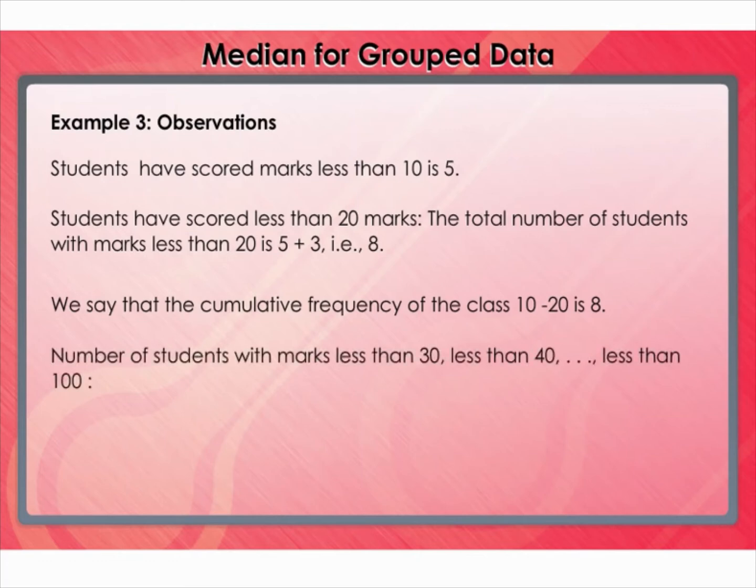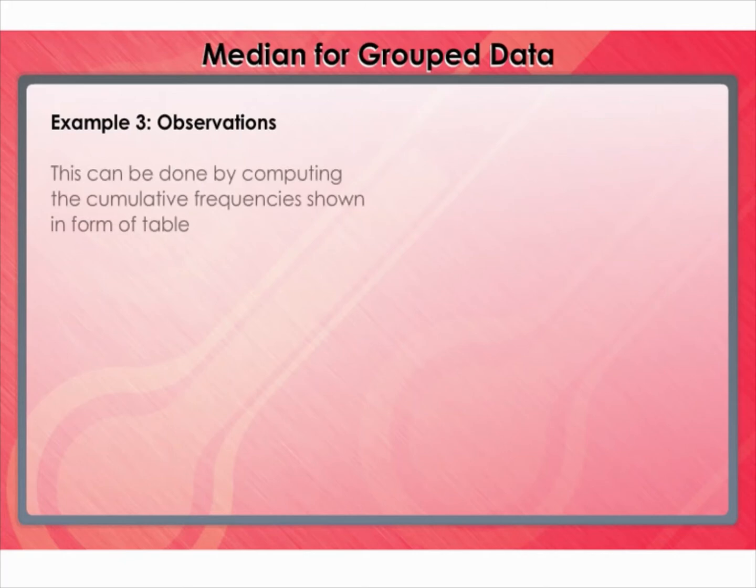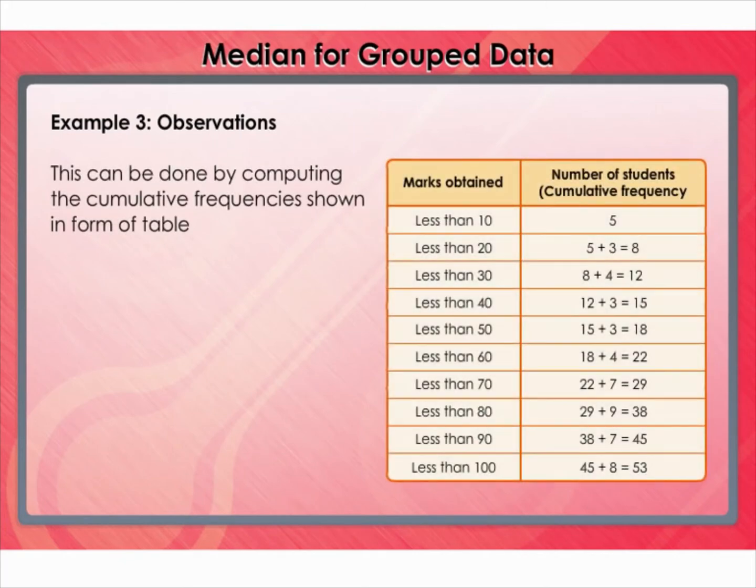Number of students with marks less than 30, less than 40, and so on up to less than 100. This can be done by computing the cumulative frequencies shown in the form of a table.